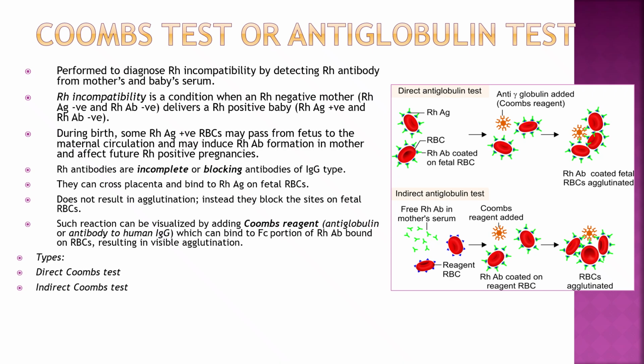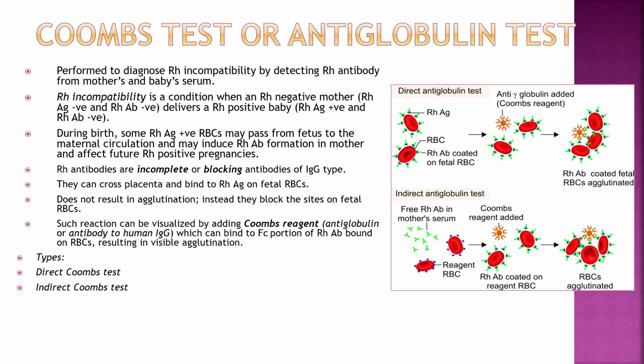Coombs test or antiglobulin test is performed to diagnose Rh incompatibility by detecting Rh antibody from mother and baby serum. So in Rh incompatibility, an Rh negative mother has an Rh positive baby because of the Rh positive father, and the Rh antibodies are incomplete or blocking antibodies. So there are two types, direct and indirect.